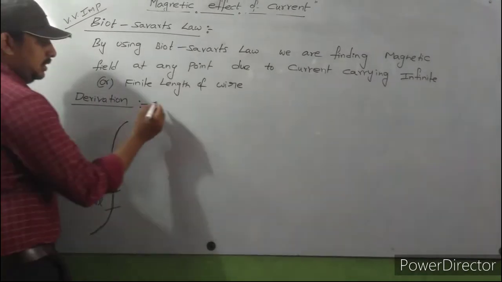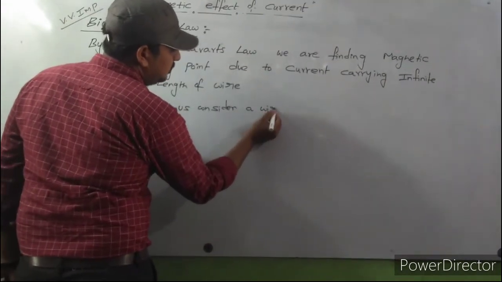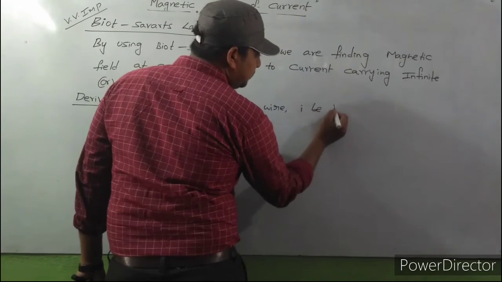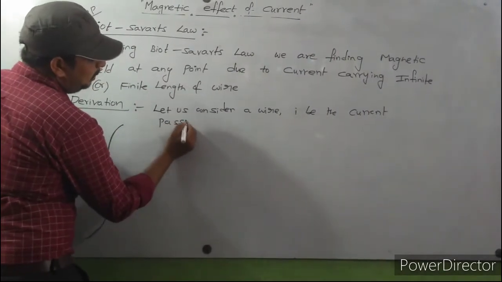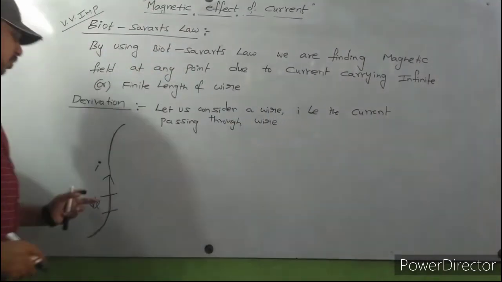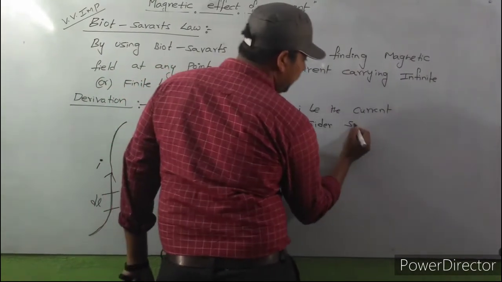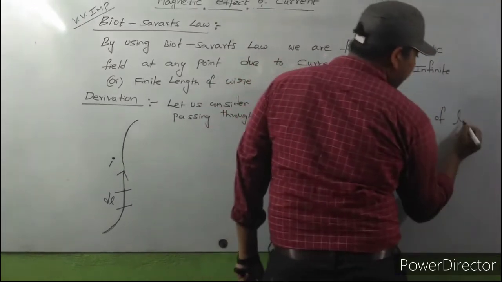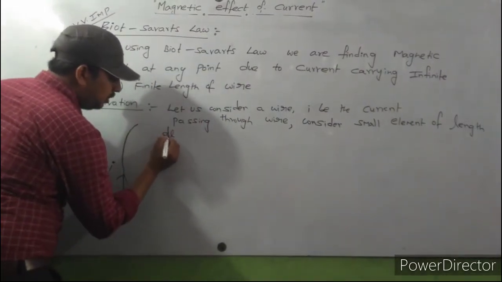Let us consider a wire. Let I be the current passing through the wire. Consider a small element of length dl.